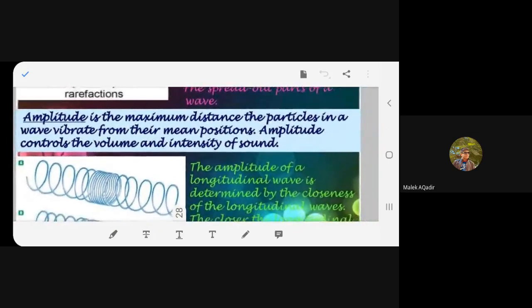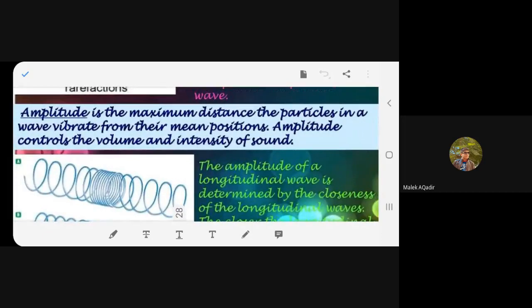Amplitude is again the maximum distance the particles in a wave vibrate from their mean position. That is called amplitude. And what does it control? It controls the volume and the intensity of sound, how loud it is. More the amplitude, louder will be the sound. Less the amplitude, feeble will be the sound. It will be weak.